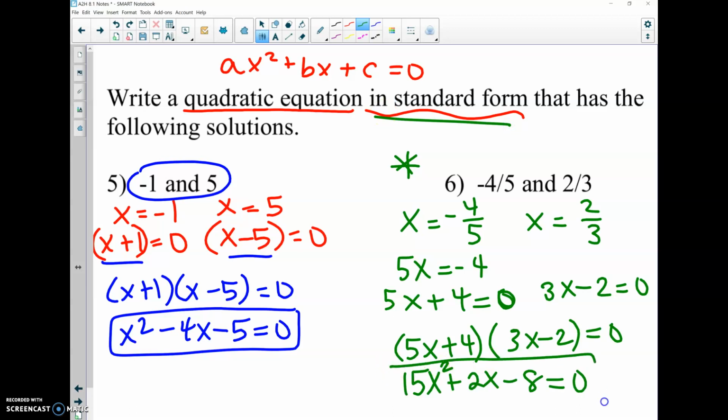If this is what you got for your quadratic, you are correct. This is 2x because it was negative 10x plus 12x. So that is the quadratic equation in standard form that would result in these two fractions being the solutions.